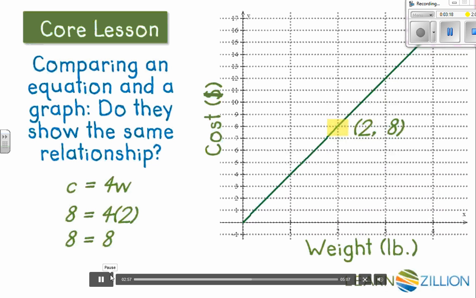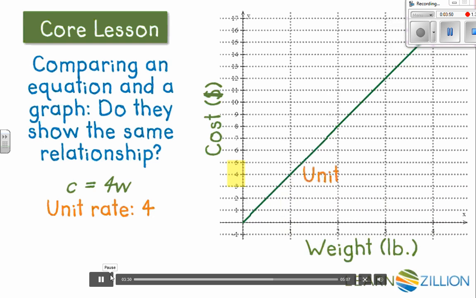You should test a few more ordered pairs from the graph until you're satisfied that the graph and the equation represent the same ordered pairs. A different method is to use the unit rate. From the equation, we can see that the unit rate is 4 because it's the number that we're multiplying one variable by to get the other variable. Is 4 also the unit rate that we see when we look at the graph? Well, if we find 1 on the x-axis to see how much 1 pound costs, we see that it also comes out to 4. 1 pound costs $4. So both of these have the same unit rate, therefore they're the same proportional relationship.